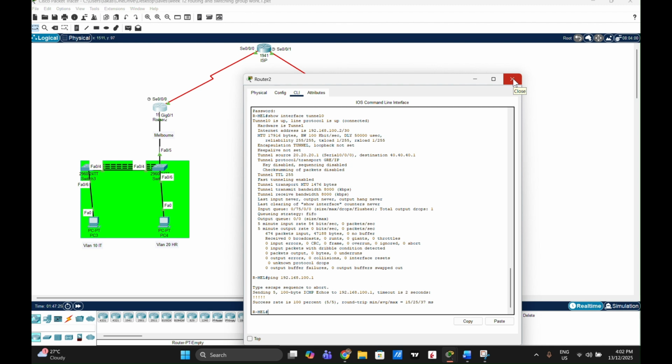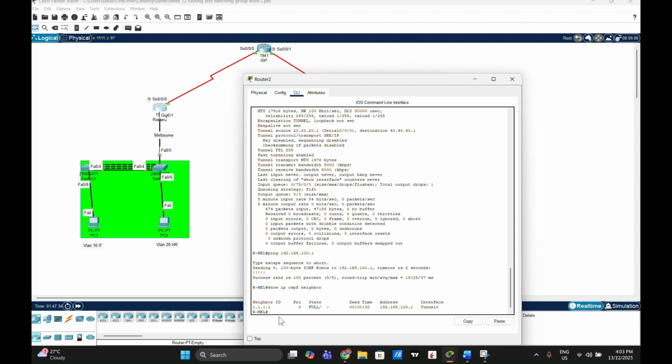Now I will show you show ip ospf neighbor. Here the neighbor ID is 1.1.1.1 and the state is full. For the interface, we can see tunnel 0. This shows that OSPF has formed a full neighbor relationship over the tunnel.